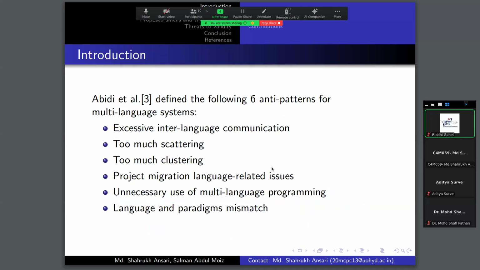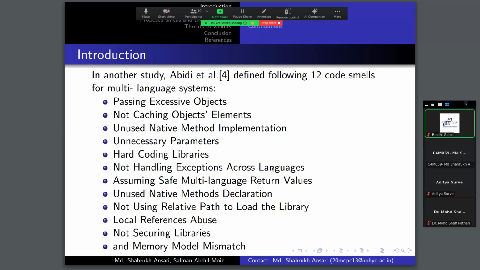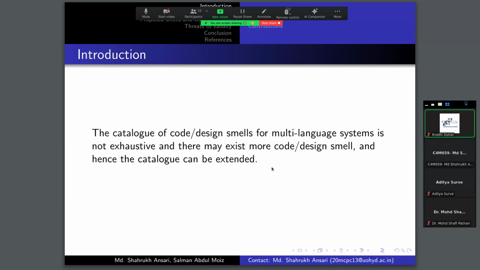Recently, Abidi et al. defined 6 anti-patterns for multi-language systems, and these are the 12 code smells which Abidi et al. proposed in the literature. But our observation is that the catalog of code or design smells for multi-language systems is not exhaustive, and there may exist more code or design smells, and hence the catalog can be extended because this is a very new area. So we thought to explore more on the design and code smells related to multi-language systems.